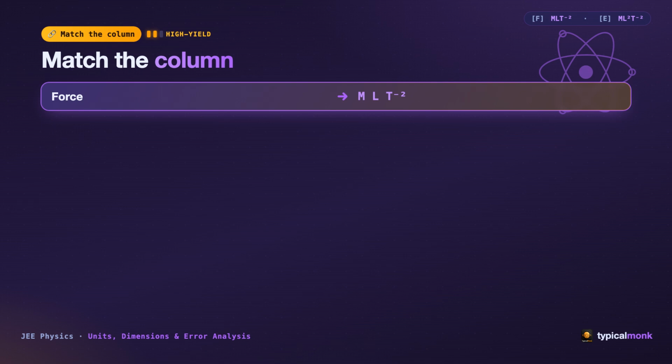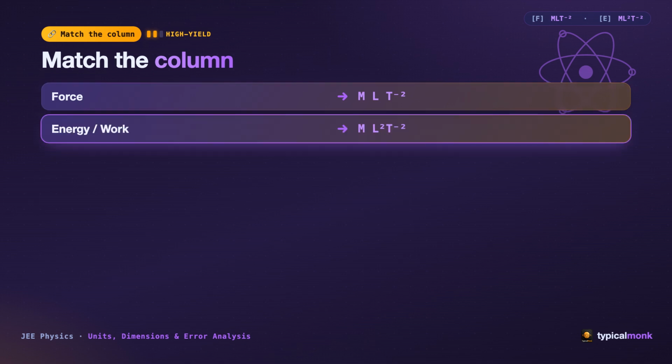A quick match now. Say each fingerprint aloud before I reveal it. Force, mLt to the power minus 2, mass times acceleration. Energy or work, mL squared t to the power minus 2, force times distance.